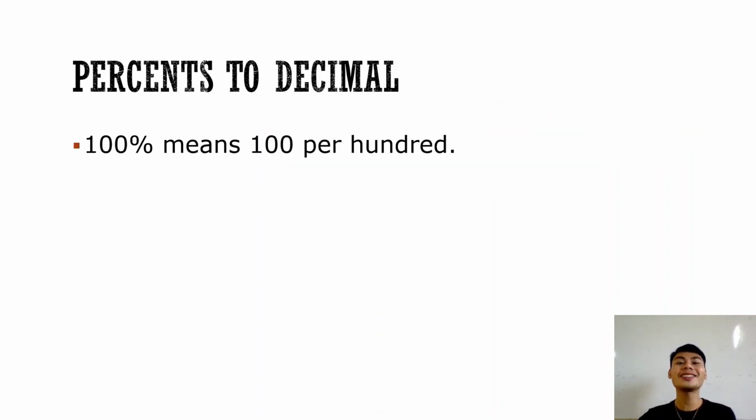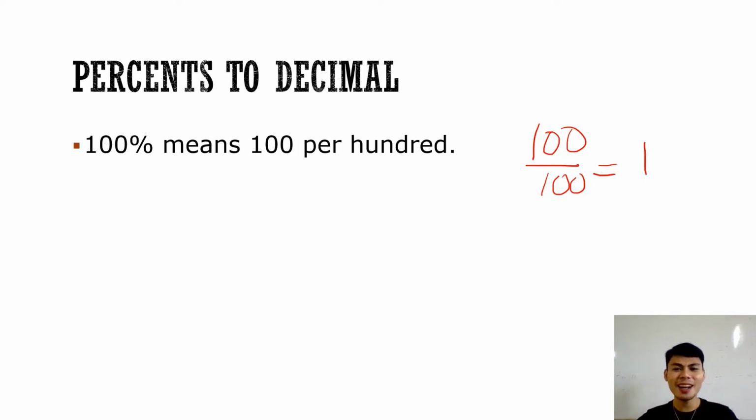Now, 100%. Oo nga, 100%. So, meaning, it's 100 per 100. So, ano ang decimal point nito? Ano ang pagka-convert mo sa decimal? 100 divided by 100? 1.